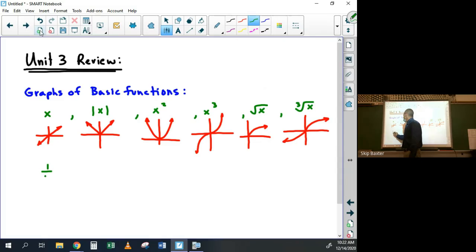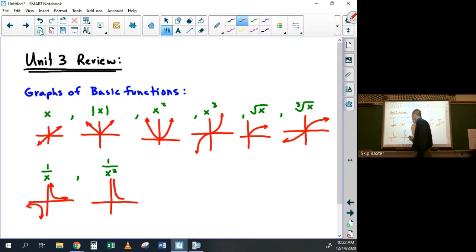One over x, which is like the inverse variation hyperbola in the first and third quadrant, with the axes as asymptotes. 1 over x squared, which is just in quadrants 1 and 2 instead of quadrants 1 and 3.